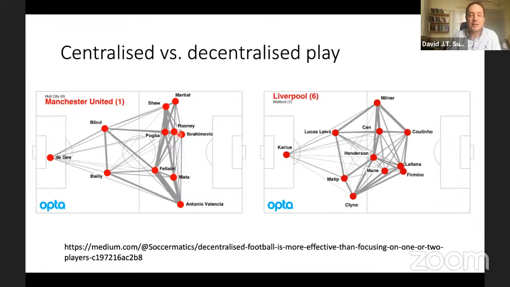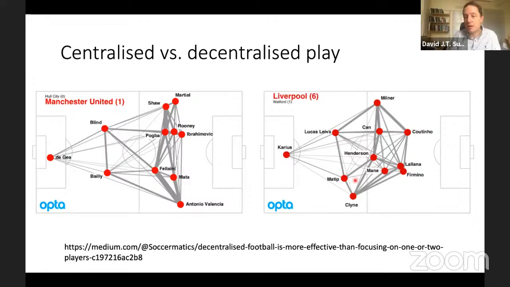Their passing networks, so the thickness of this, like you've seen in some of the other lectures, is how often players pass to each other. Their passing networks were very, very focused on Pogba. Nearly all the balls went through Pogba, up to Rooney, and Ibrahimovic was also going through Pogba. And their results, though this one they happened to win, weren't quite as good as Liverpool, who have a much more decentralized style of play.